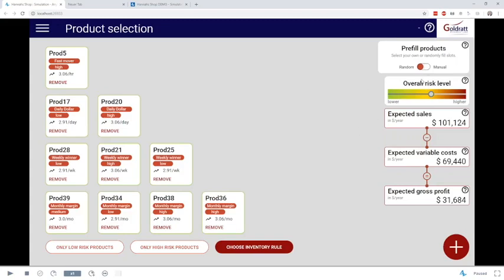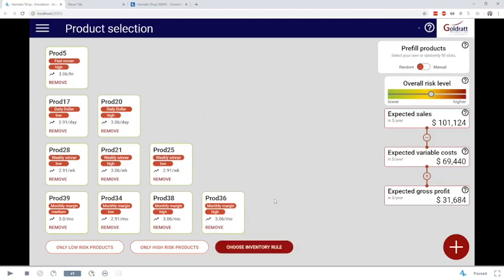Given that we know that our predecessor was working with medium risk products as well, not too high, but also not too low, we'll go with that as well. And we'll make the decision now to have a mixed product portfolio.